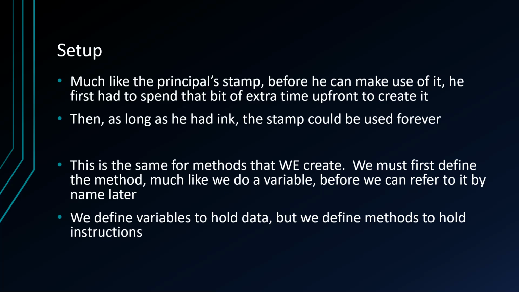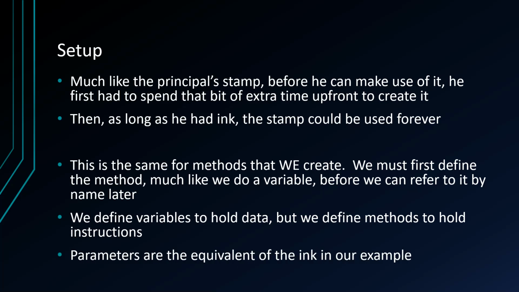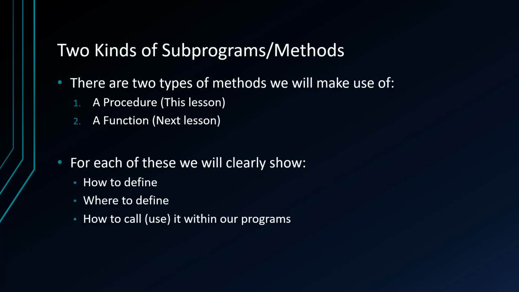And as I said before, the parameters are basically the equivalent to ink in our example. No difference there. So there are two kinds of methods or subprograms. And this is why I don't like to use the term function for subprograms, because that's actually one of the types. So there are two types of methods we're going to make use of. A procedure, which is going to be today's lesson, and a function, which is going to be the next lesson after this. And there's really not much difference between the two. In fact, there's only really one difference between the two. So tomorrow's lesson is going to be much quicker.